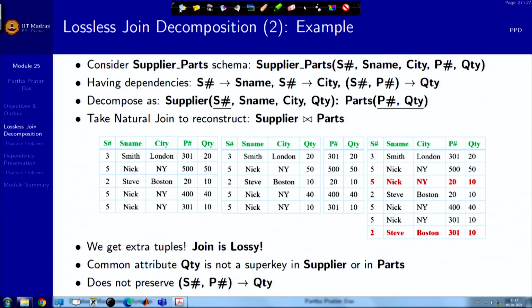Why did we go wrong? It is that we have ensured the union rule, we have ensured the intersection rule, but quantity is not a key in either of the decomposed relations. It is also a fact that it does not preserve this particular dependency.